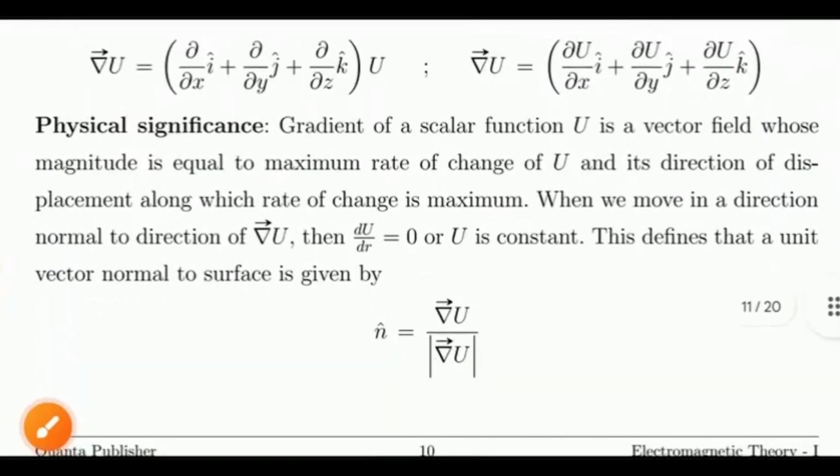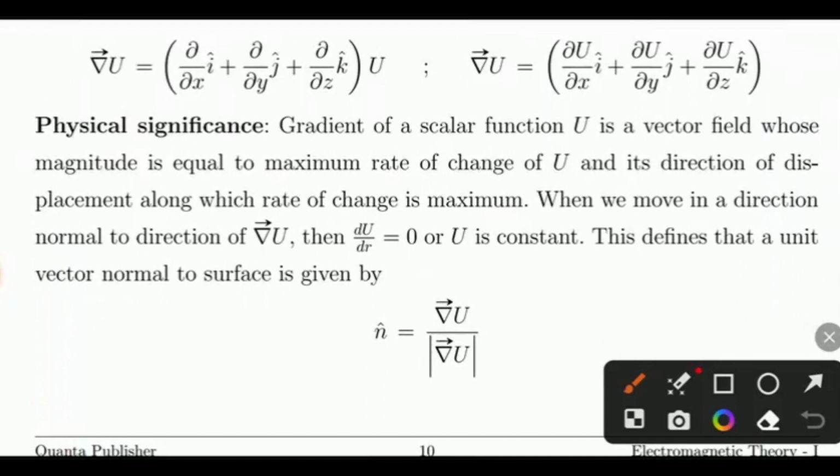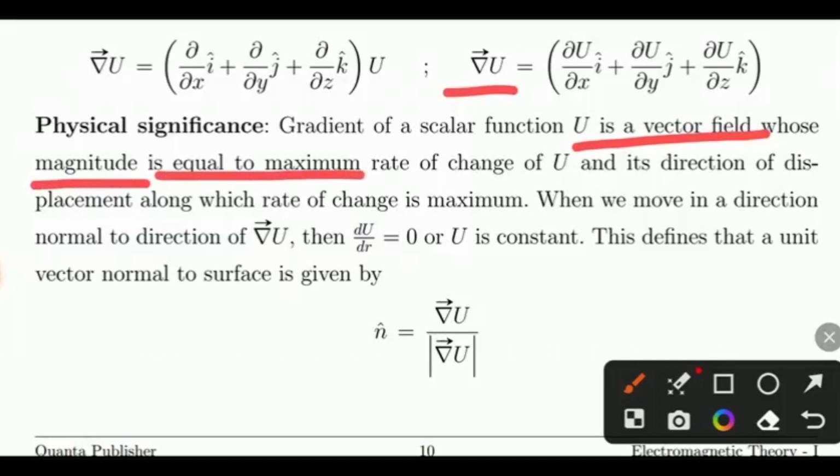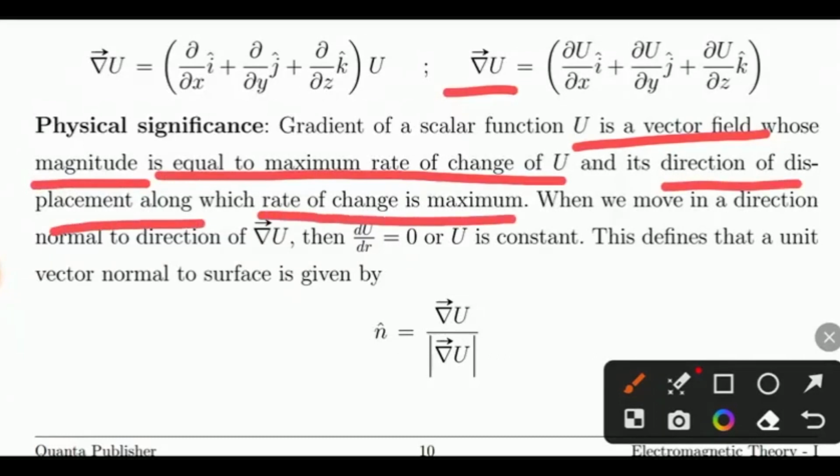As we know, when we apply the del operator on this scalar function u, it becomes a vector function. So here you see that it becomes a vector field. And vectors have two main properties, direction as well as magnitude. The first one is that the magnitude of this new vector del u is equal to the maximum rate of change of u, and the direction is the direction of displacement along which the rate of change is maximum.